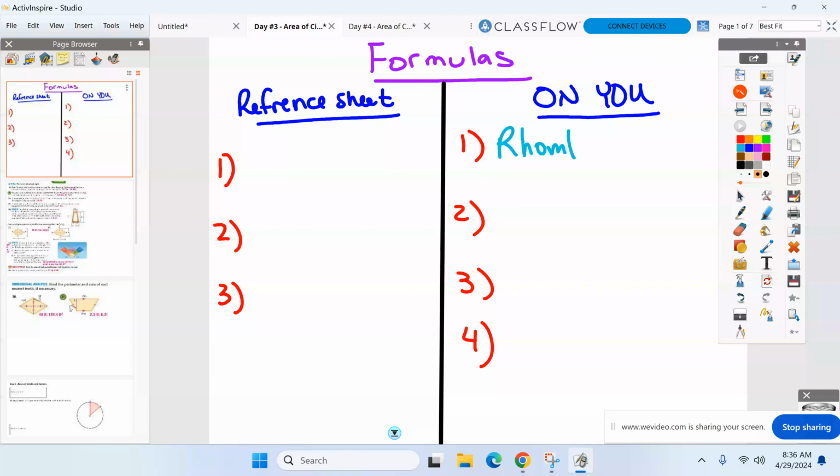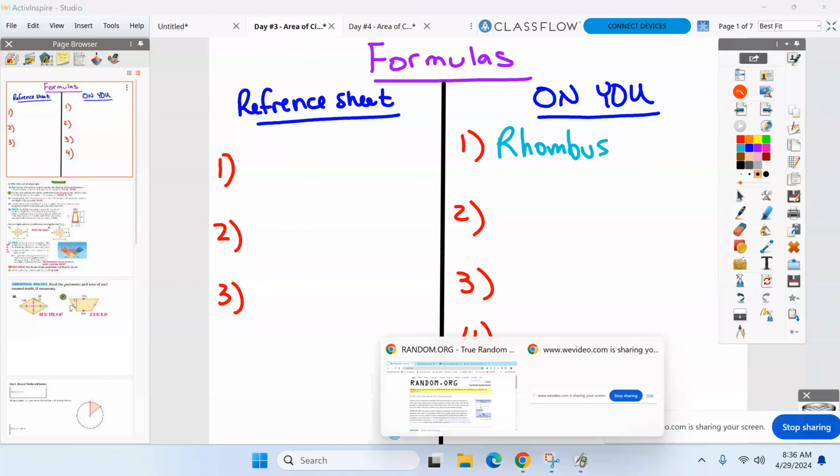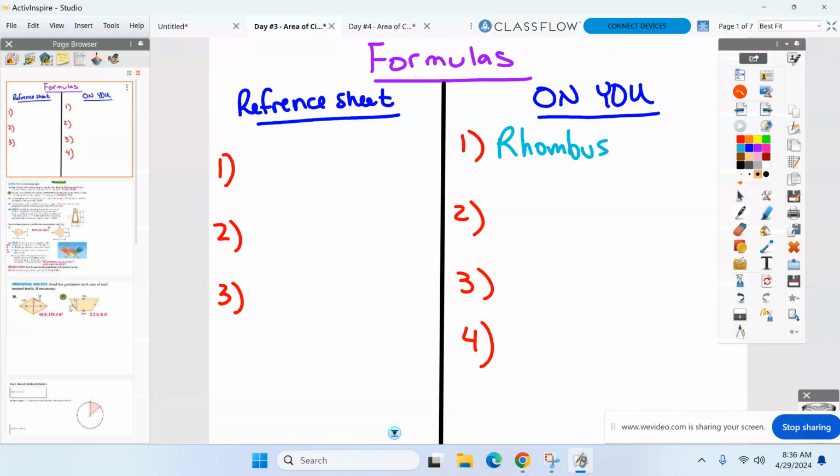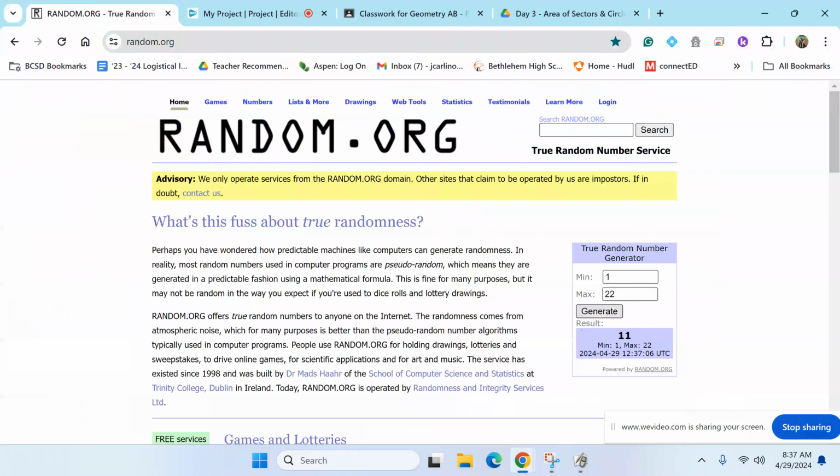Rhombus, that's on you. And I'm not going to waste time going over these because we'll have a day of review on Friday. So rhombus, yep, got to know that formula. On you. Let's go. Jared, yep, go. Parallelogram. Not memorized. That's on the formula sheet. Parallelogram, good. Others we're going to need here.